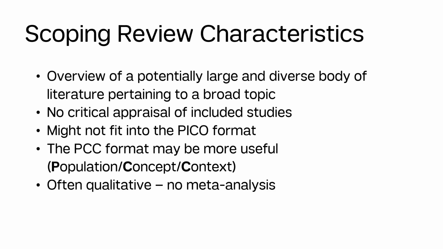Scoping reviews share a number of the same processes as systematic reviews, as they both use rigorous and transparent methods to comprehensively identify and analyze all the relevant literature pertaining to a research question. However, it does not involve a critical appraisal of included studies and might not fit into the PICO format. The PCC format, Population Concept Context, may be useful. Finally, a scoping review is often qualitative, so there's no meta-analysis.